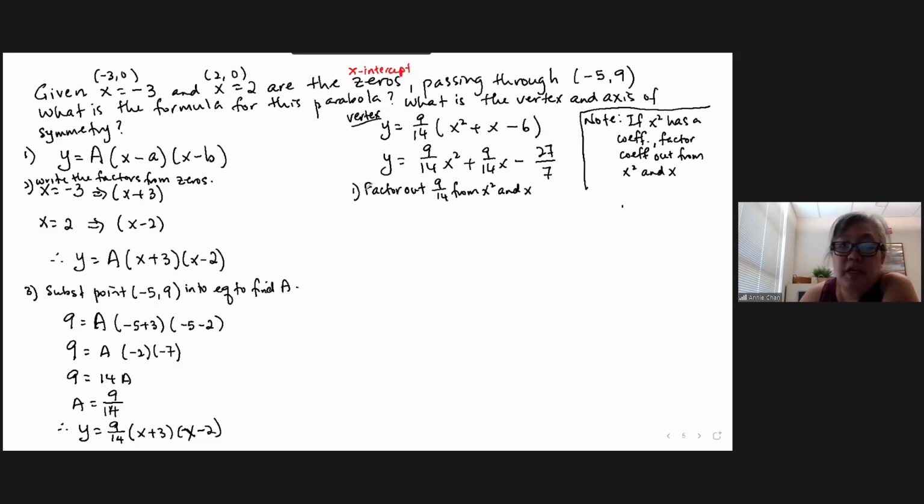And you know what's the wonderful thing about writing the annotation as you're doing your work, even for an exam? When you come back and check your work, you see the instruction, then you check your work. You say, okay, I'm supposed to do this. Did I do it right? So it helps in every way. So I will rewrite this one as 9/14 (x squared plus x, leave space, close parentheses) minus 27/7. Yes?